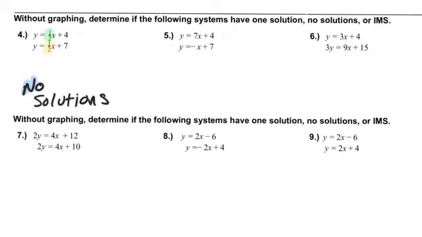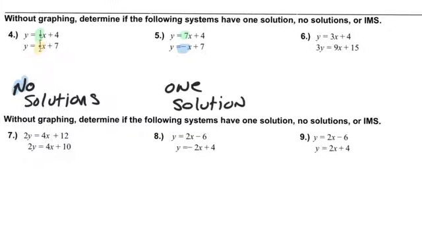Okay, right when you see those same slopes, you should be thinking parallel lines. Okay, for number 5, we have the system of equations y is equal to 7x plus 4 and y is equal to negative x plus 7. So the slope of that first line is 7. The slope of that second line is negative 1. Anytime the slopes are different, okay, that's going to be one solution. And that's all we're trying to determine here, if it has no solutions, one solution, or infinitely many solutions.